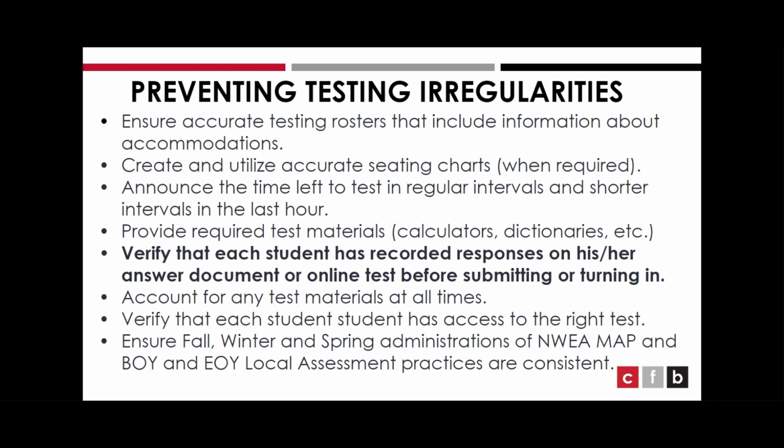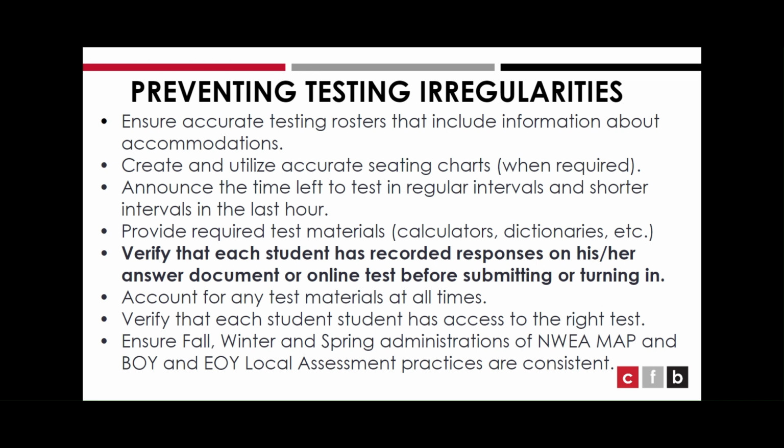Preventing testing irregularities: ensure that there's an accurate testing roster that includes information about accommodations, create and utilize accurate seating charts, announce the time left to test in regular intervals, provide required test materials, verify that each student has recorded responses on his or her answer documents. Note that this one is highlighted. It is important on all assessments to be sure that the students have submitted their responses. And that's a good practice, not just on STAR tests but on all assessments throughout the year.